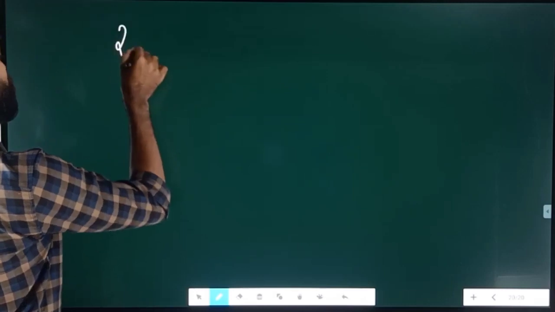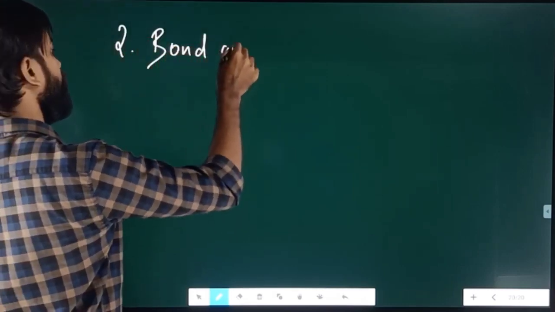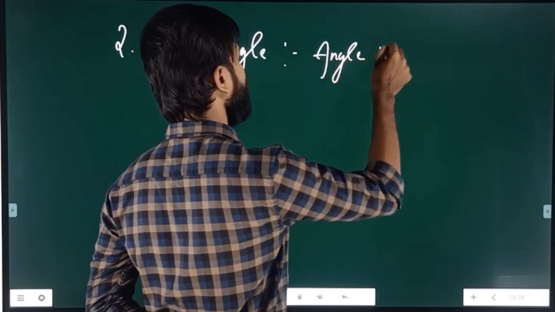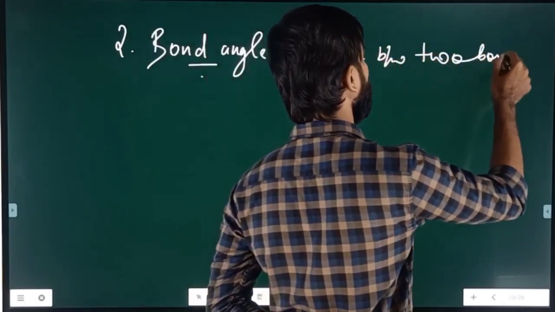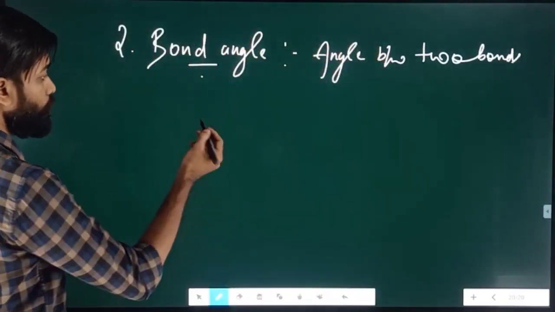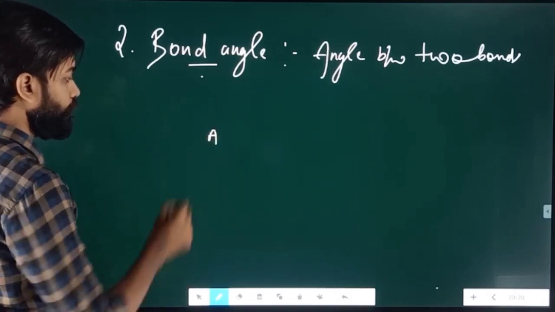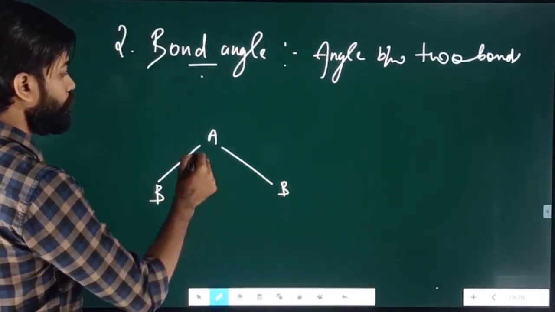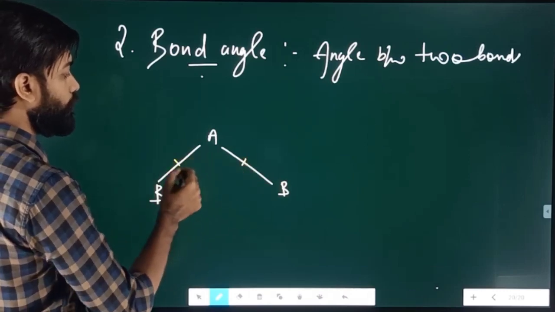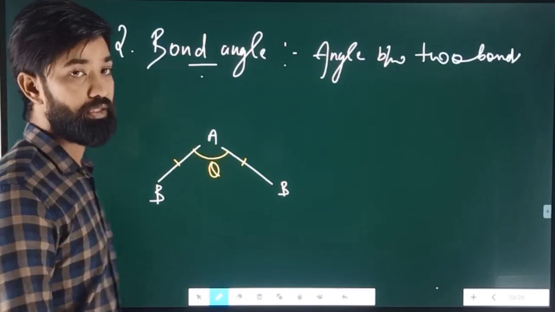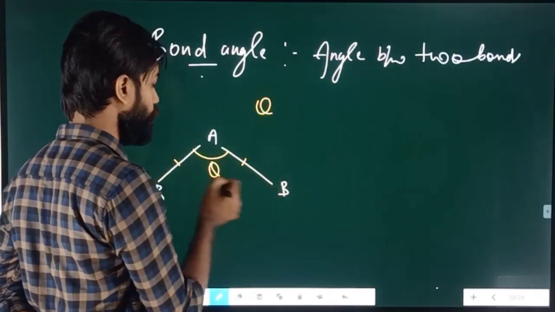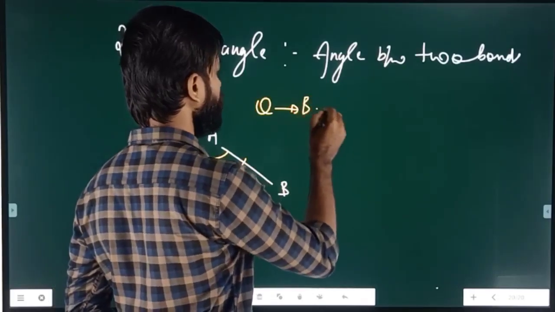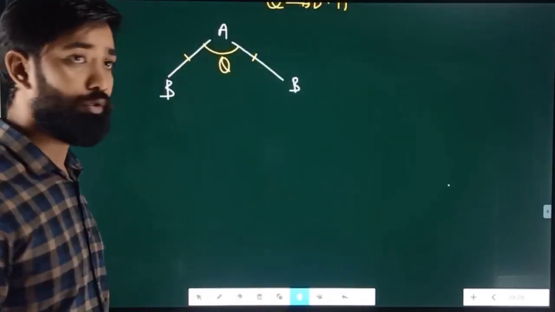The next bond parameter is bond angle. So what do you mean by bond angle? Bond angle is the angle between two bonds. Let a molecule be like this, with A and B. If this is the first bond and this is the second bond, then the angle created between them is theta, known as the bond angle. So this is the first AB bond, this is the second AB bond, and the angle formed between the two AB bonds is said to be the bond angle. Okay, that's all. And we are familiar with a lot of bond angles, right?